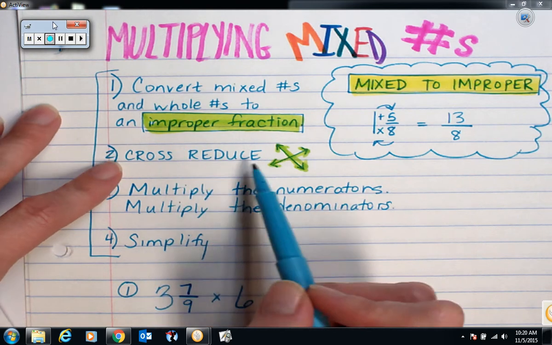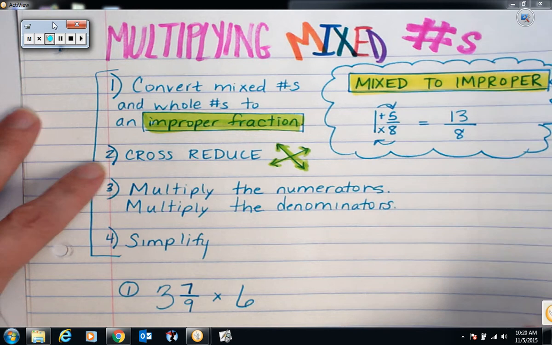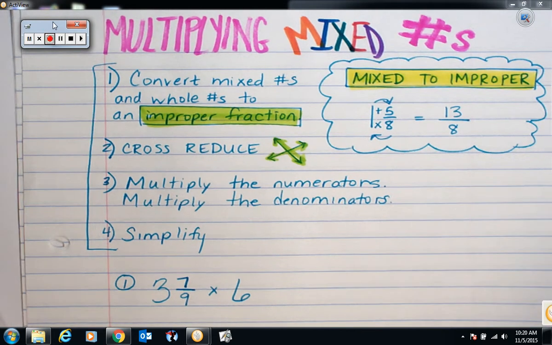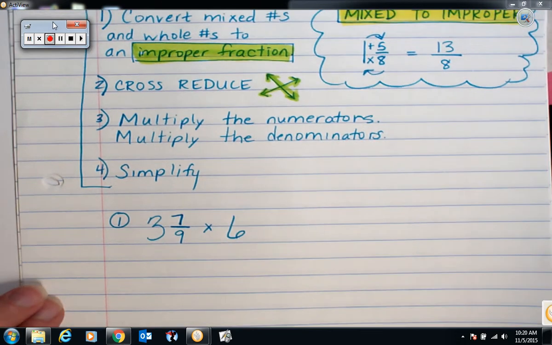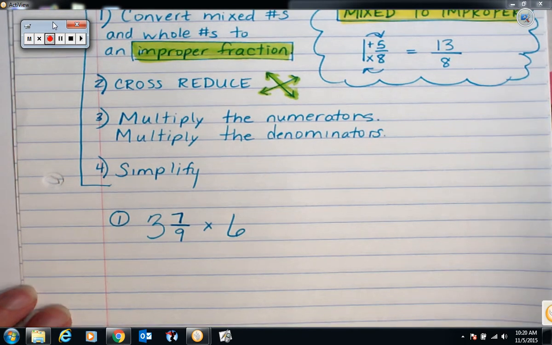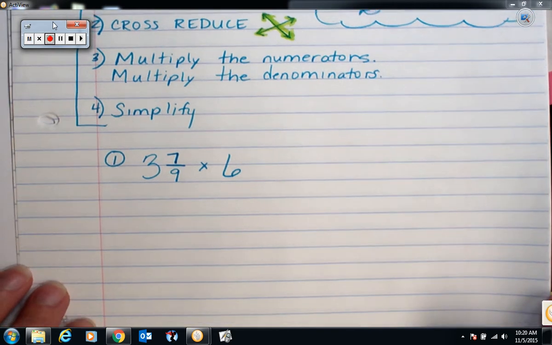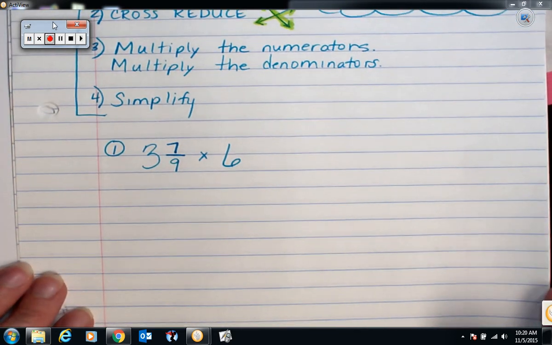Okay, after you change that mixed or whole number into an improper fraction, you want to cross reduce. That gives you simpler numbers to work with, and we learned how to cross reduce yesterday. Then you want to multiply your numerators, multiply your denominators, and finally double check to make sure you have it in simplest form. So let's try 3 7/9 times 6 all together.